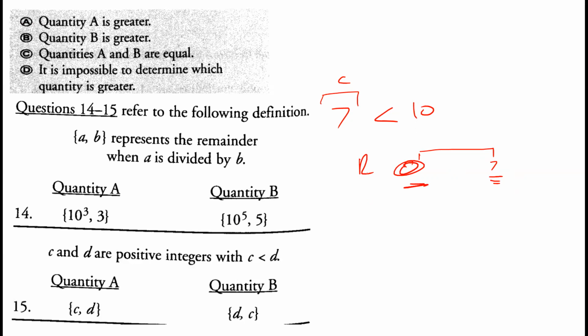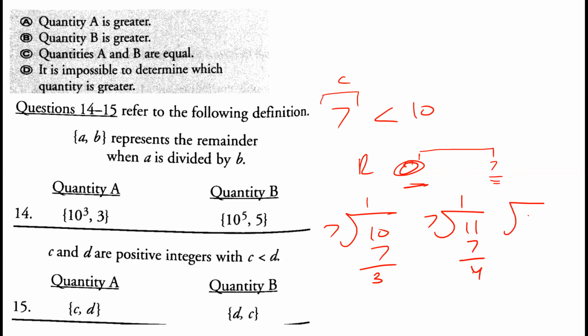So let's suppose 10 divided by 7, 7 ones are 7, so the remainder is 3. If this was 11, 7 ones are 7, so 11 minus 7 is 4, so the remainder is 4. If this was 12, the remainder would be 5. But if this was 14, then the remainder would be 0.